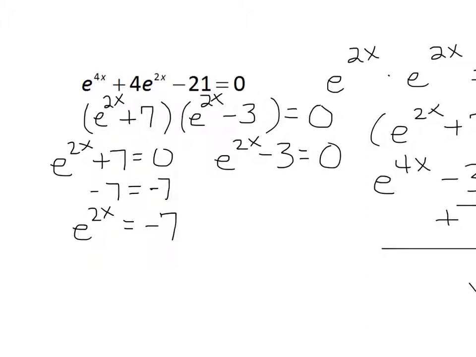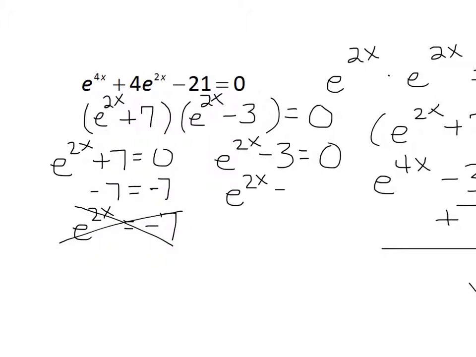And as soon as I see that, I realize that there is no solution because exponentials do not have any outputs that are negative. And if I tried to take the natural log of both sides, I would be trying to take the natural log of something negative. Terrible things would happen, so we can't solve that one. Let's go to the other one.